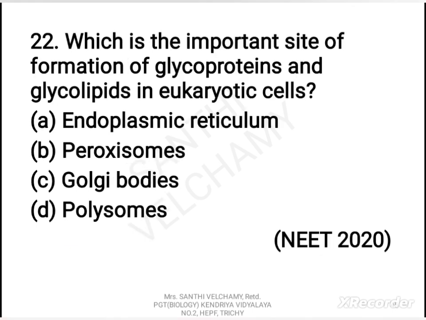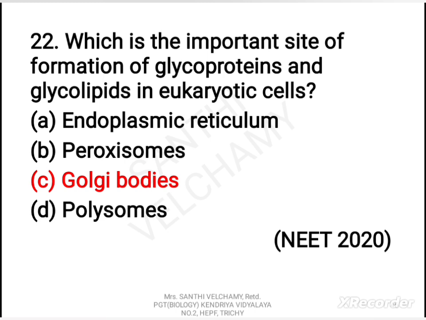Now the next question. Which is the most important site of formation of glycoproteins and glycolipids in eukaryotic cells? A. Endoplasmic reticulum, B. Peroxisomes, C. Golgi bodies, D. Polysomes. The correct answer is C, Golgi bodies. Golgi apparatus is the important site of formation of glycoproteins and glycolipids.